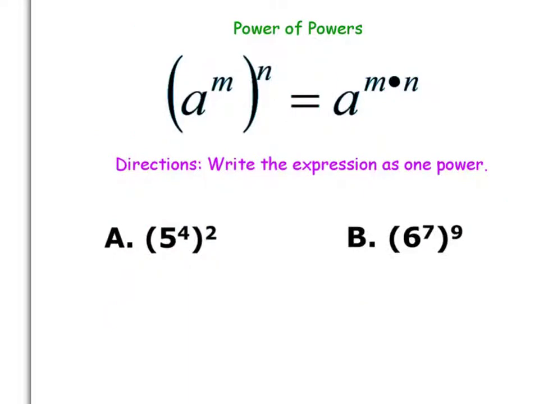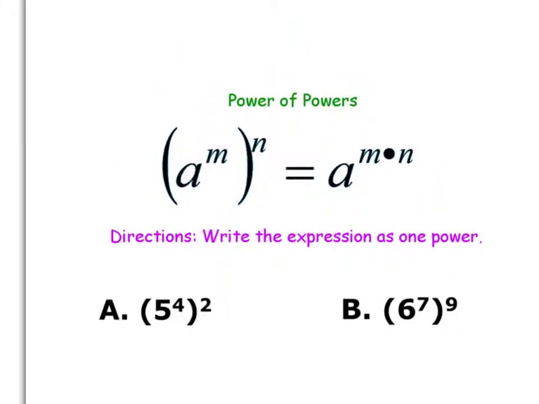Our power of powers says that when we have a power taken to another power, we can multiply the two exponents together. So we keep the base and multiply the exponents together.